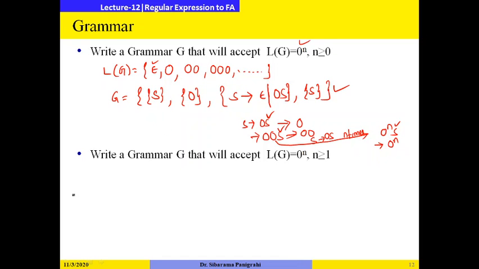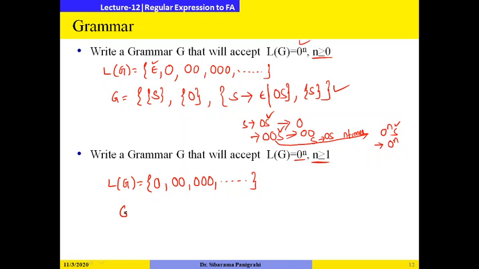Now write a grammar that will accept L of G equal to 0 to the power n for n greater than or equal to 1. So here you see, it was greater than or equal to 0 before, but now it is greater than or equal to 1. It means what? It will not accept epsilon. So what should be the language for this one? L of G will be 0, 00, 000, and so on.